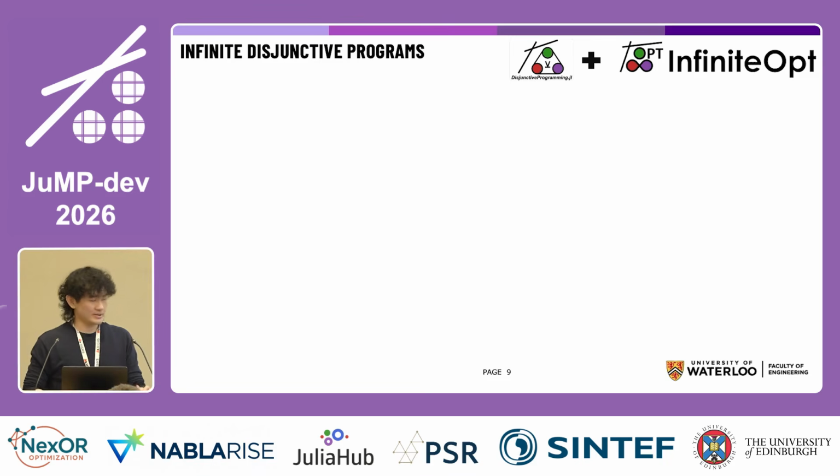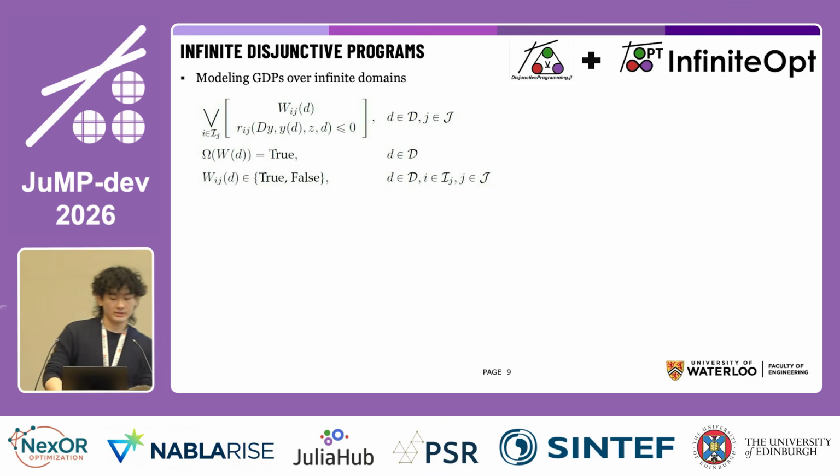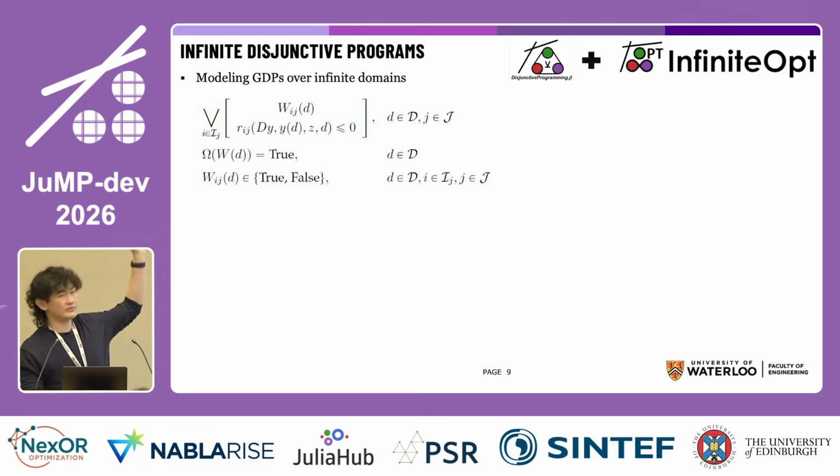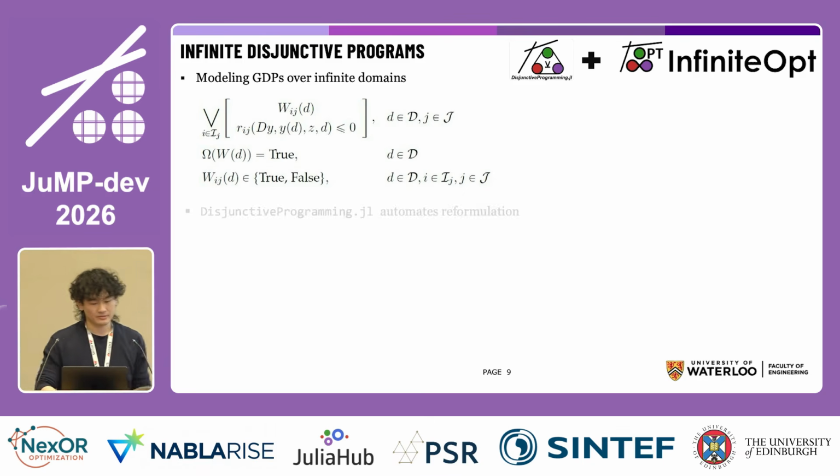Okay, so the natural progression here is you have an infinite disjunctive program. What you're doing here is modeling a GDP over an infinite domain, and the math changes a bit. You now have a true-false variable that changes over your infinite parameter, so this could be time or space.